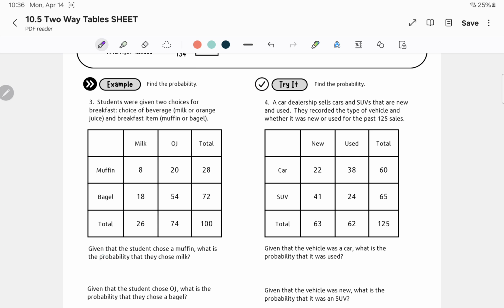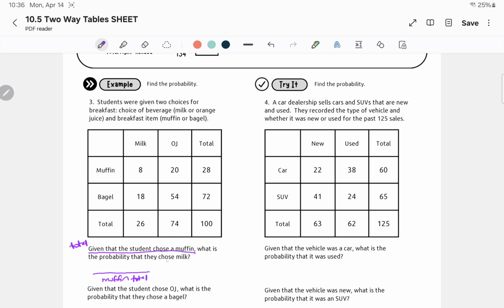So now the question is, given that the student chose a muffin, what is the probability that they chose milk? So given that the student chose a muffin, that's going to be the total. It could be worded a different way. I think in your practice, they might word it a different way. But the given part, that's going to be your total. So let's just put a little note there. That's our total. So that means on the bottom, it means they chose a muffin. Okay? Like we can put muffin total.